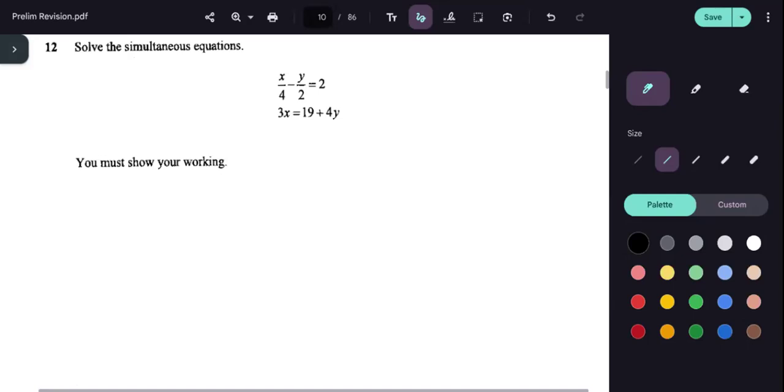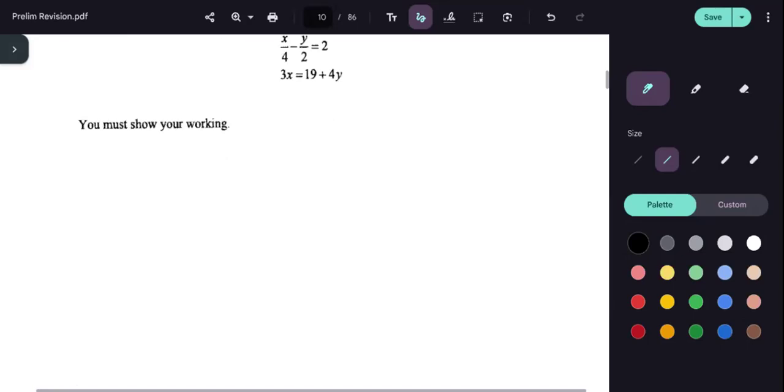Okay, hello, I am back because my laptop was running out of battery. So first thing first, you need to show your working. Okay, how to show your working? Very simple.